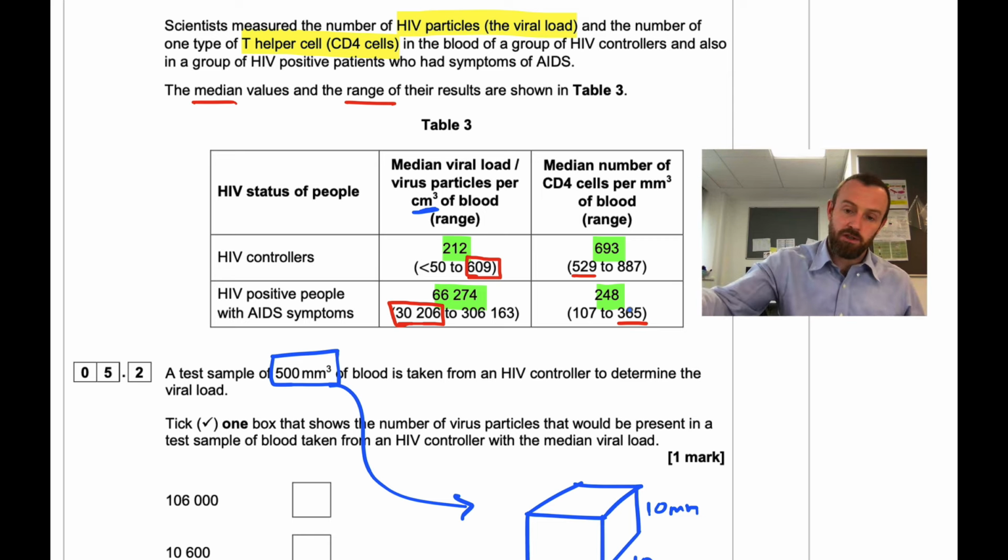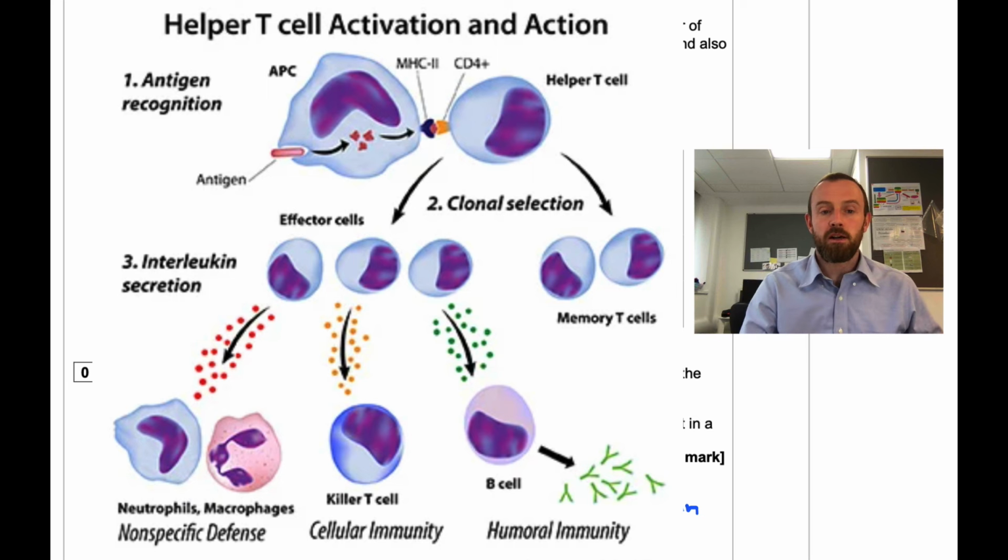Now we need to use our knowledge of the immune system. So T helper cells are an important part of the immune system, and they help activate naive B lymphocytes, causing them to differentiate into plasma cells. They also help activate cytotoxic T cells, which help destroy cells that are infected with viruses. So they are a key part of the immune system.